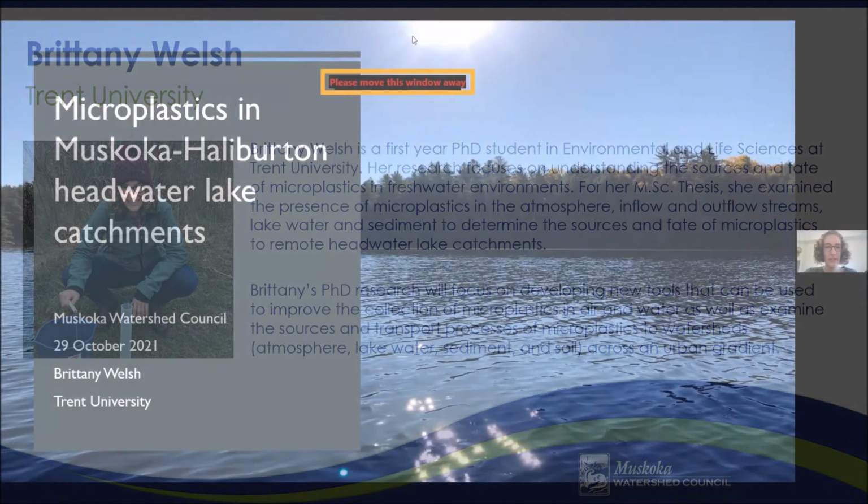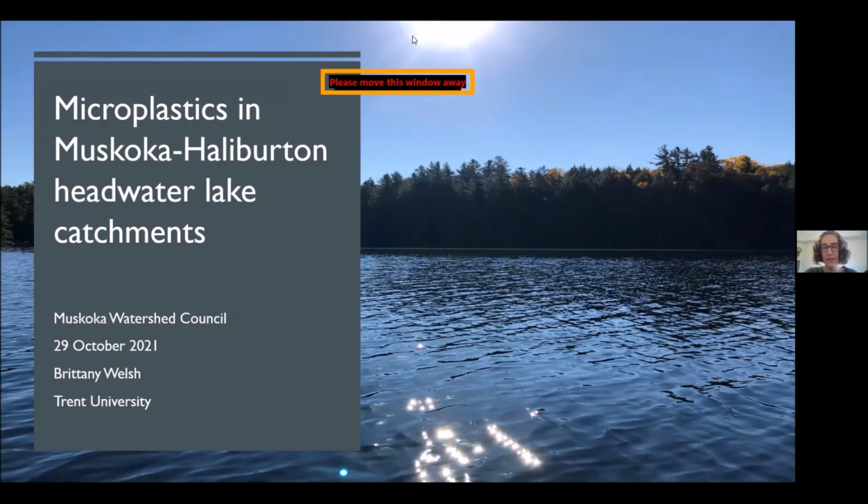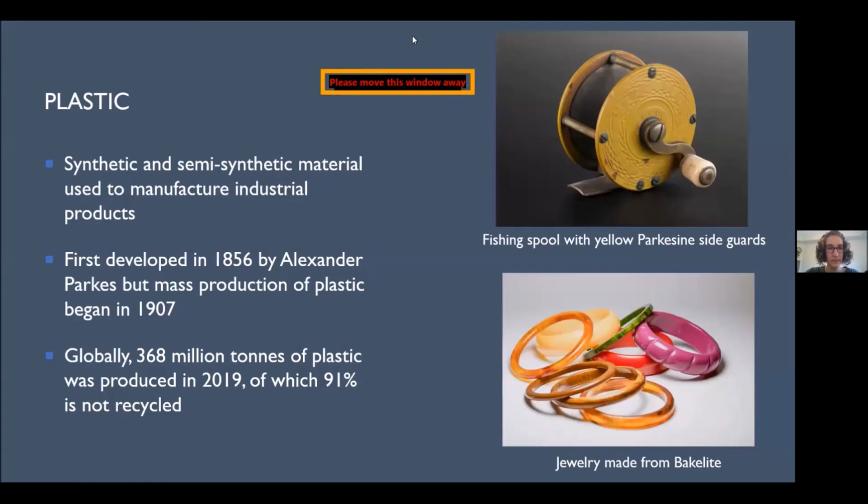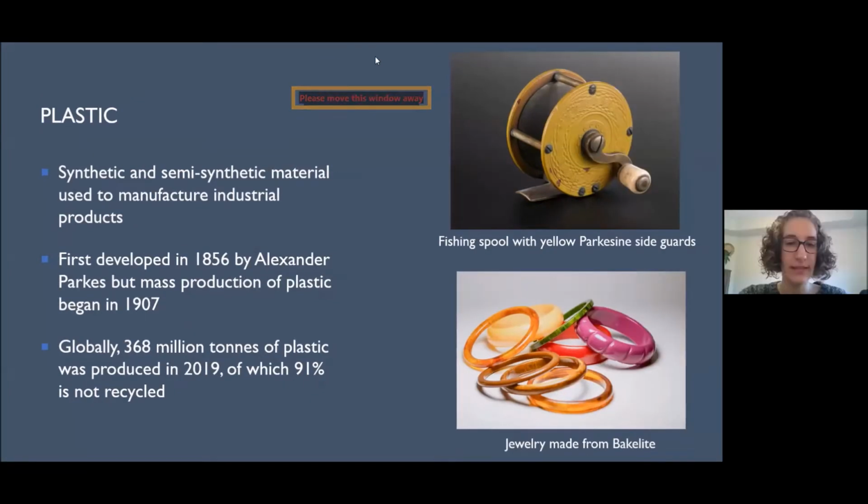And so my research focuses on microplastics in Muskoka-Haliburton headwater lake catchments. So plastic is a common term used to describe the synthetic and semi-synthetic material used to manufacture industrial products.